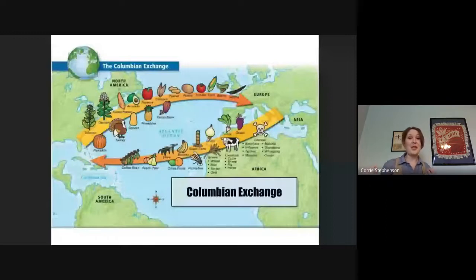Not only that, Europeans bring diseases with them, diseases that Native Americans have never encountered before. And as the recent COVID pandemic has taught us, if you don't have any immunity to a disease, it can be pretty devastating on your society and on people in general. And so Native Americans die by the thousands of diseases like smallpox, the flu, measles, malaria, whooping cough.